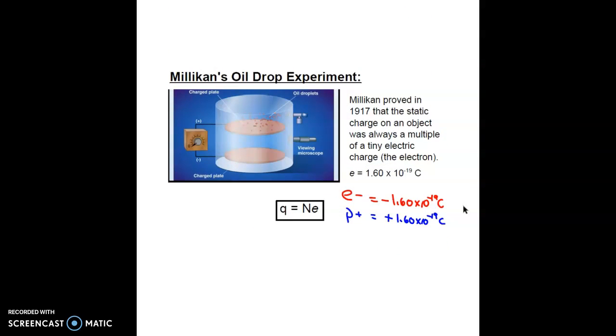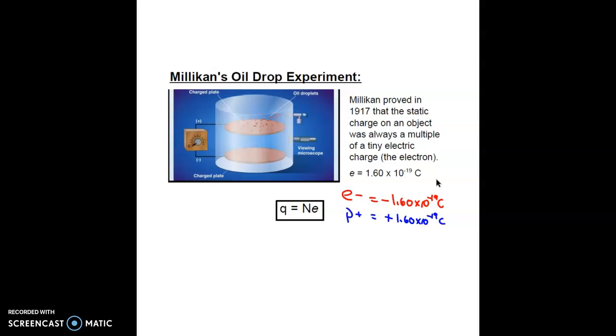Then we have Millikan's oil drop experiment. If you're looking for more information on this, there will be a short video posted in the classroom. Millikan proved in 1917 that the static charge on an object was always a multiple of a tiny electric charge. It was always the same little number, and that is the electron. He called it the elementary charge, and it is 1.60 times 10 to the negative 19 coulombs. That's a lowercase e.